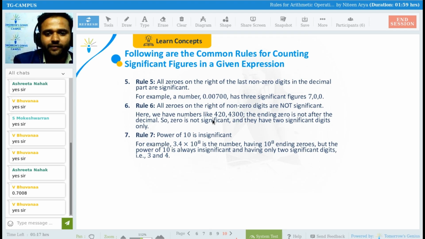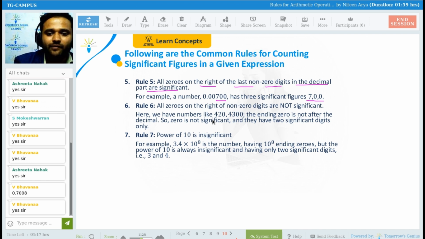Following are the common rules for significant figures in a given expression. Rule number 5. Already we did this. All zeros on the right of the last non-zero digit in the decimal part are significant figures. For example, this has 3 significant figures, or you can say this one also has 3 significant figures.